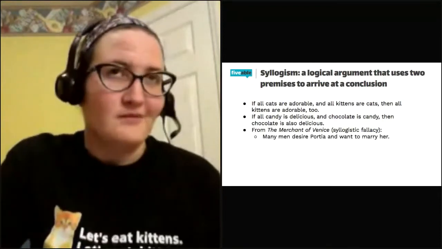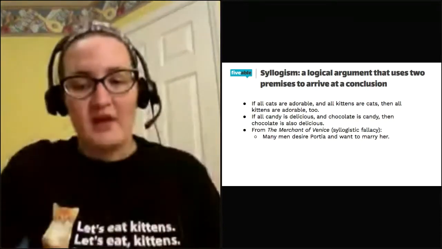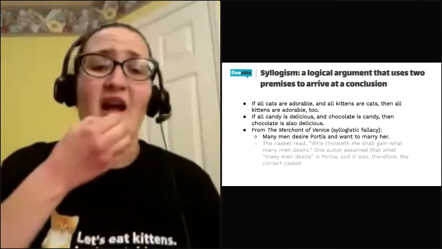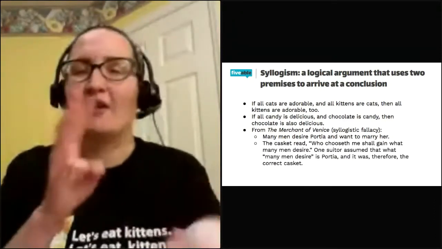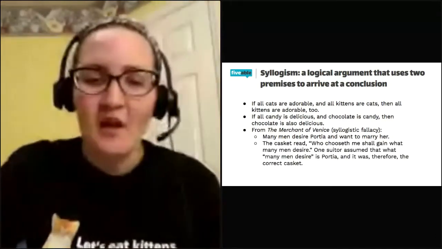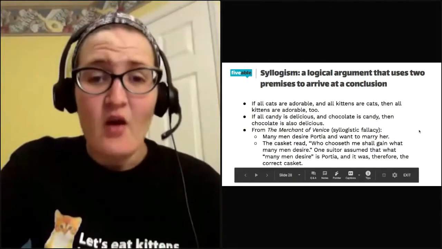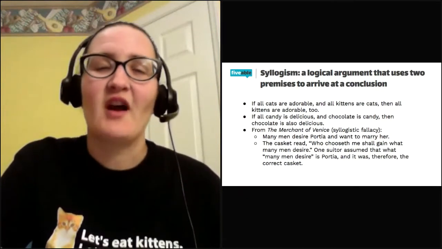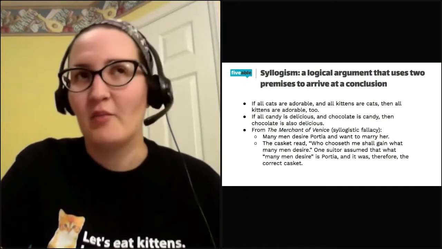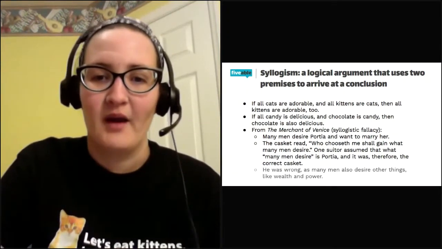So if you have the basic thing here, many men desire Portia and want to marry her. That is a basic premise. And everyone who wants to marry Portia has to pick between three caskets that have puzzles on them. And that reads, who chooses me shall gain what many men desire. A suitor made a syllogistic fallacy by assuming that many men desire Portia, so therefore it must be correct. But that's not correct, because many men also desire other things like wealth and power.